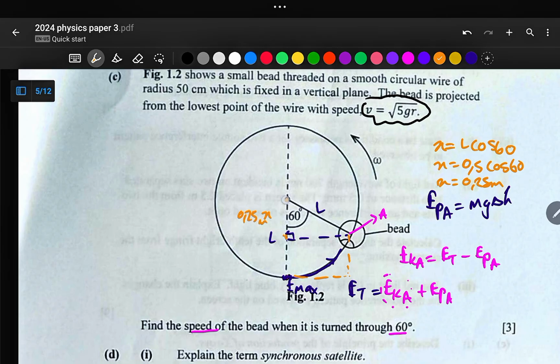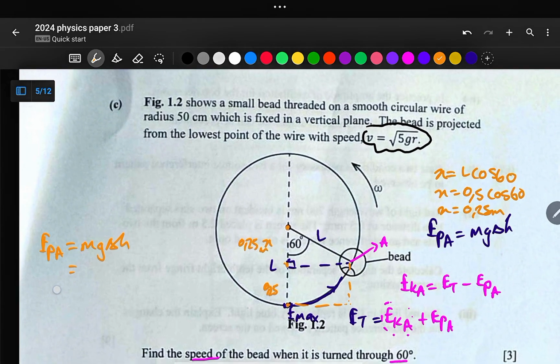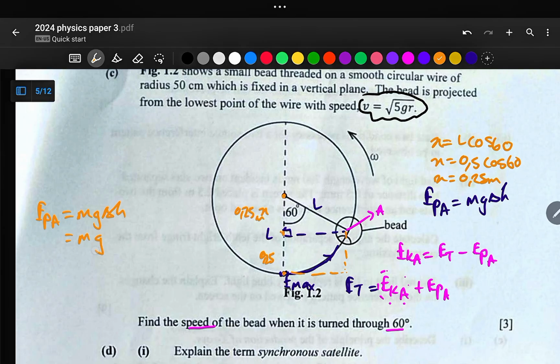Given that from this point to this point is 0.25, if from this center to the lowest point is 0.5, this simply means that the change in height is also 0.25 meters. So we can simply calculate the gravitational potential energy at point A. It is mg times the change in height, where m is the mass of the bead. We don't have the mass of the bead, so we can simply write m, and g multiplied by the change in height, 0.25. So the gravitational potential energy at point A is equal to 0.25 mg.